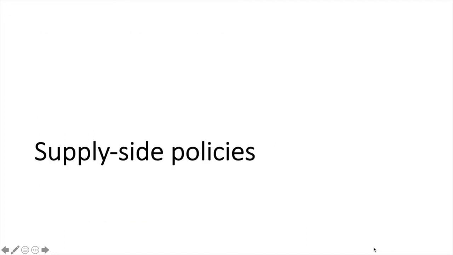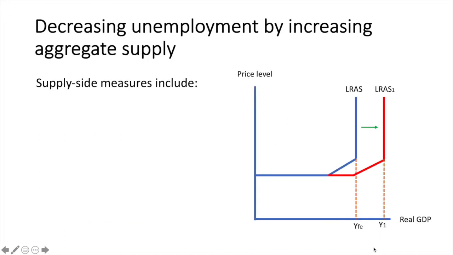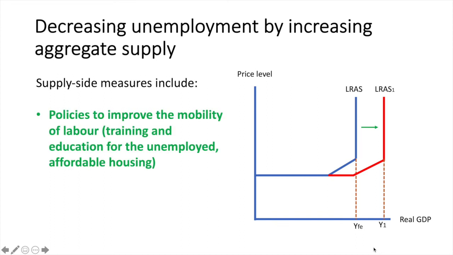Now let's take a look at supply-side policies. Ultimately, the focus of supply-side policies is to increase the level of potential output of an economy. This can be done by reducing the natural rate of unemployment, by reducing structural unemployment, and increasing the size of the labor force. This can be accomplished in a variety of ways, including but not limited to policies to improve the mobility of labor, training and education for the unemployed, for example.